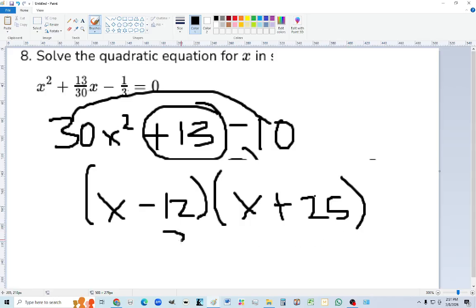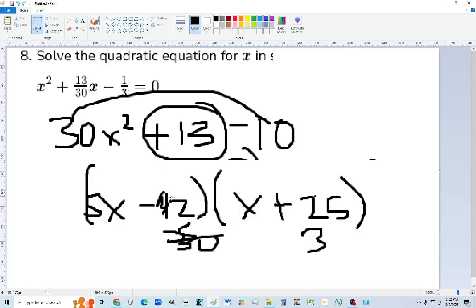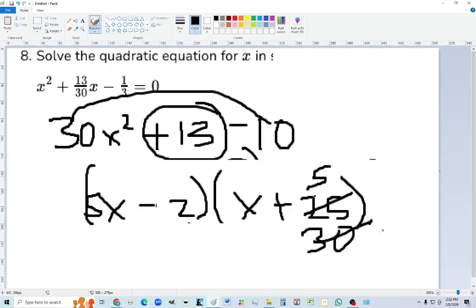And then if I divide both by 30, these are both divisible by 6. It becomes minus 2 over 5. And then the 5 slides up. 5x minus 2. And these are both divisible by 30 over here. They're both divisible by 5. That becomes 5 over 6. So this becomes 6x plus 5.